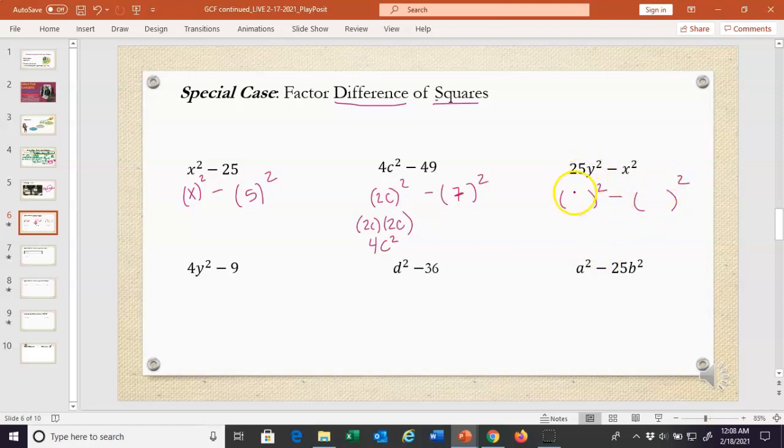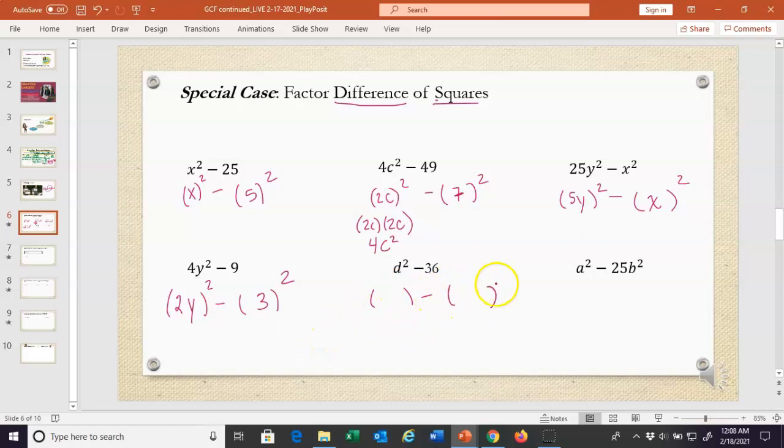So the first one, we're going to have 5y and x. And hopefully it starts to feel really easy. You kind of just see it, right? And you can also use your calculator if you need to. You can take the square root of these things. The square root of 4 is 2, so that's how we know 2 times 2 is 4. We have the y. And then the square root of 9 is 3. 3 times 3 is 9.